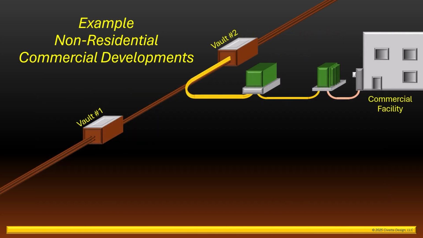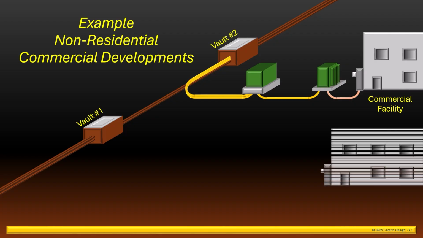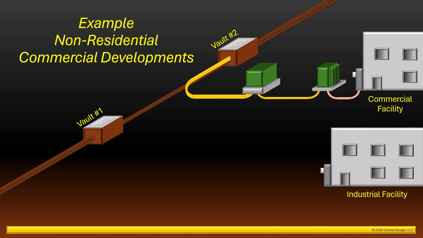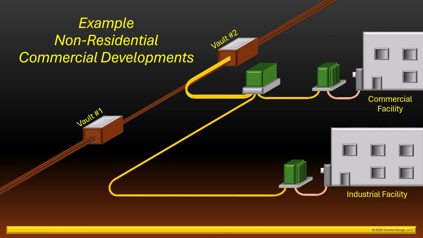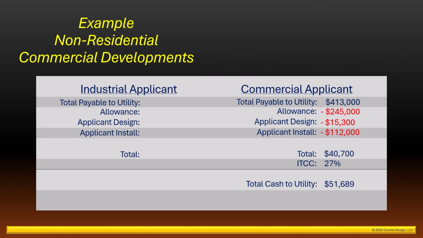Shortly after the commercial facility began receiving power from the utility, construction began on a new industrial facility next door. Also, since most of the required infrastructure was installed by the previous applicant, the new industrial service was able to be installed under the provisions of Rule 16. And because an extension of the distribution system was not required, the industrial applicant's expenses were much less. We've been through the process more than enough, so let's just skip to the industrial applicant's expenses.